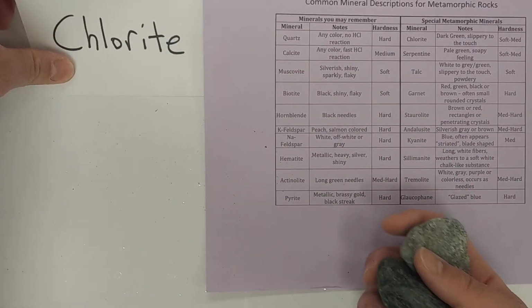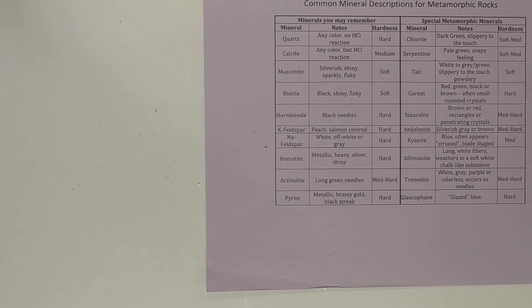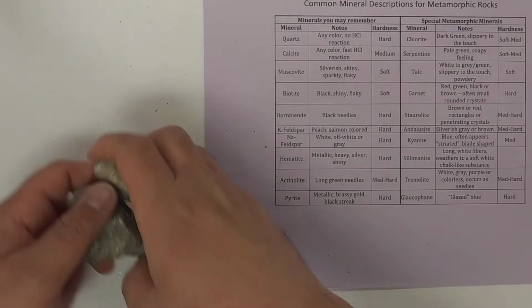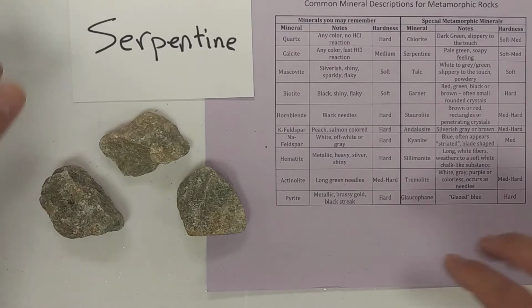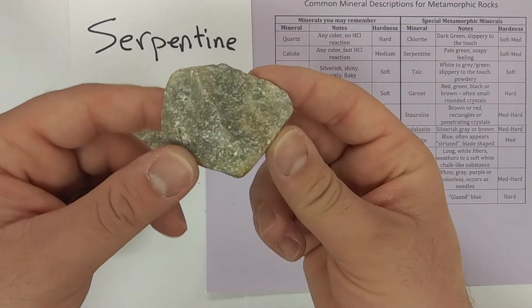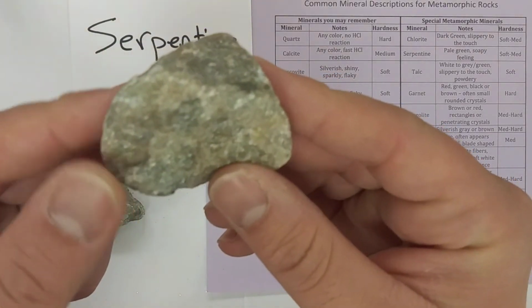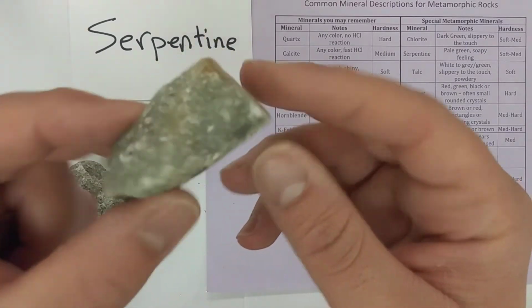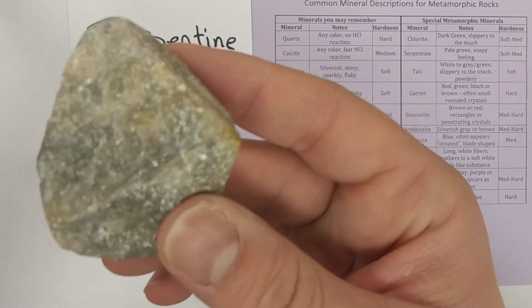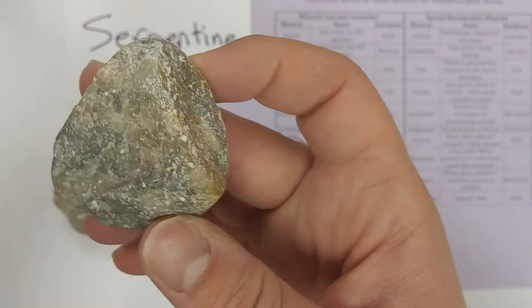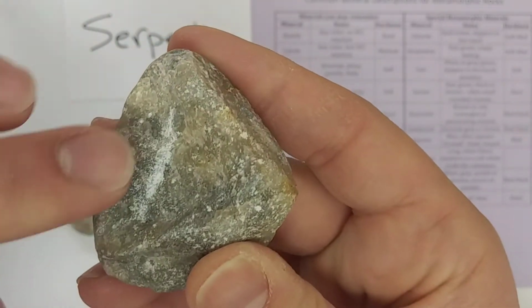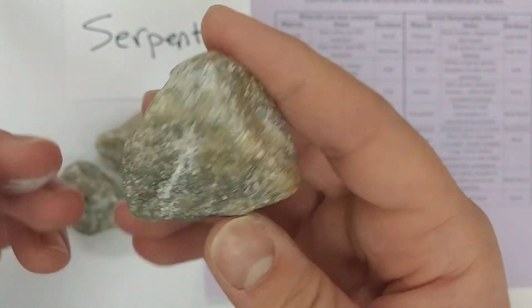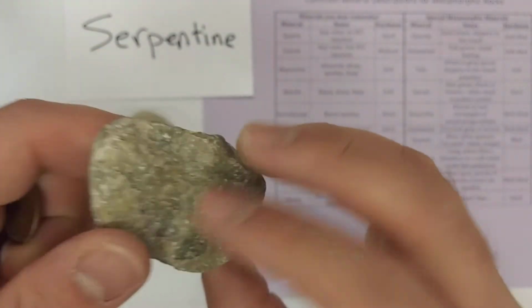Serpentine is similar to chlorite in the sense that it is also a soft mineral, and the difference is serpentine is sort of this pale green, feels a little bit soapy. The problem is you won't be able to feel these because you won't be in class, but we can scratch it with a penny. Turns into that white powdery streak. So there's serpentine.